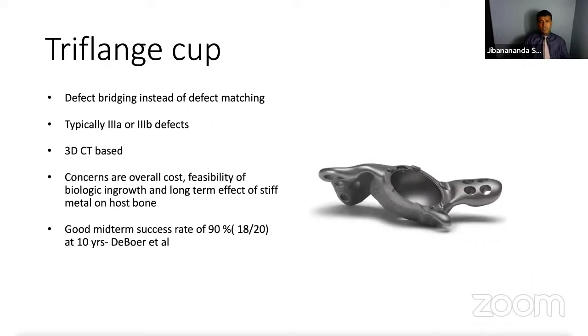Now, another option for the reconstruction of severe bone loss is a triflange cup. It's defect bridging instead of defect matching. Typically for 3A or 3B defects, obviously you don't want to do it on anything less than 3. It's 3D CT scan based. Overall, the concern is cost. It's obviously expensive. Again, there's the feasibility of biologic ingrowth and long-term effect of a stiff metal on a harsh pushed bone, something to think about. Overall, good midterm success rate, almost 90% at 10 years from the DeBoer study.